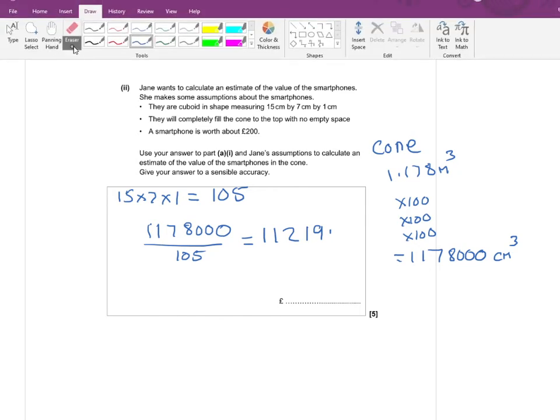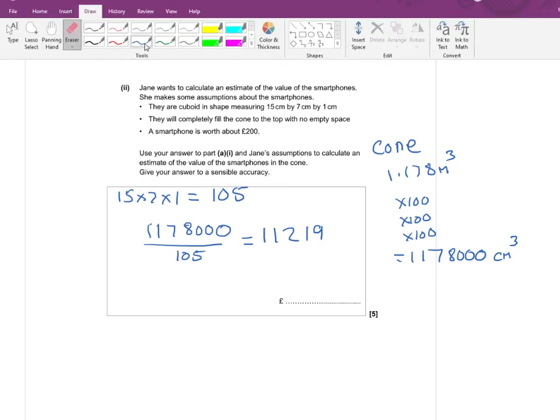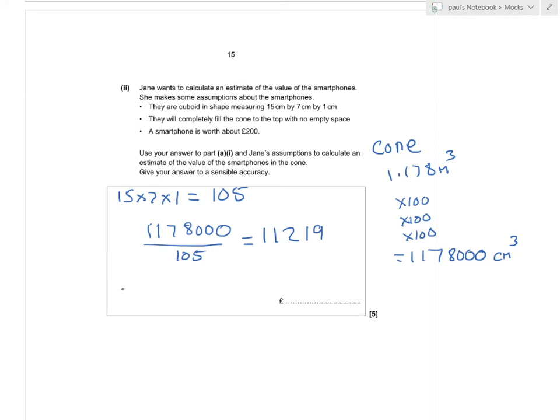I don't need to because it says calculate an estimate of the value. Give your answer to a sensible degree. Maybe I don't need to do this because it says estimate. Anyway, so 11219 times 200, because each phone is 200. So 11219 times 200, yeah, I've got there: 2243800. £2 million.